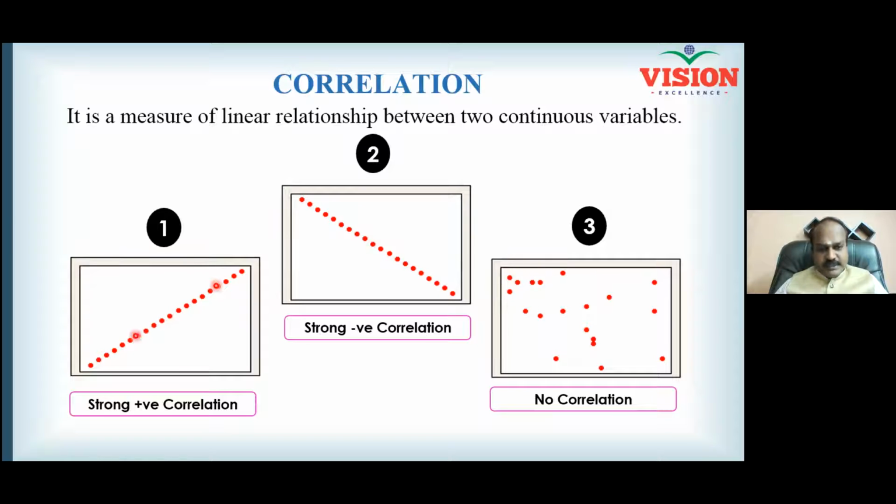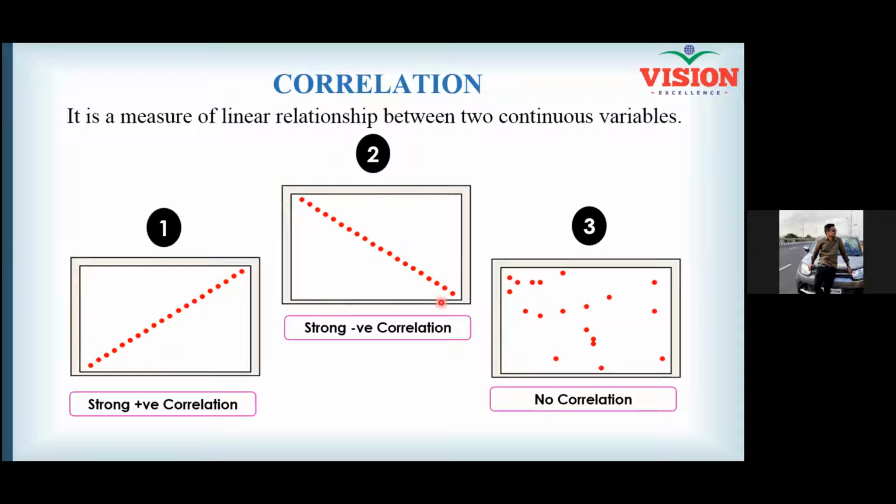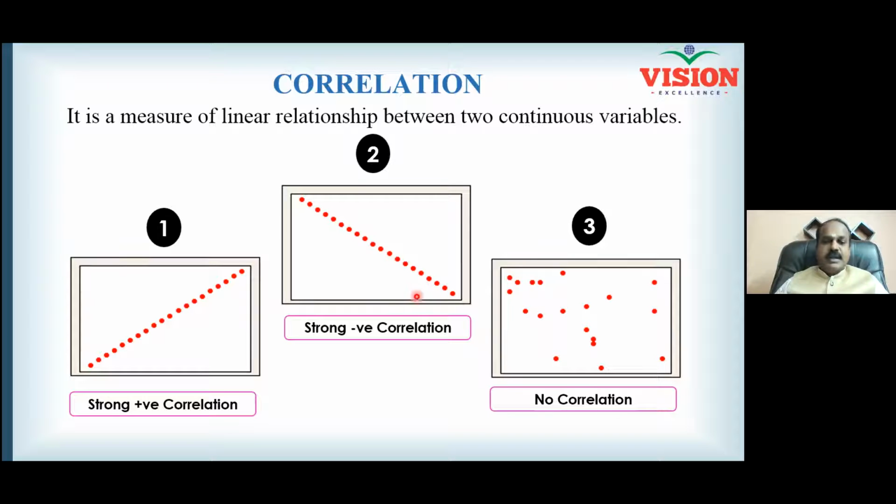And moreover, look at the first diagram. As the X increases, the Y increases upward. Am I right? This is called positive correlation. But on the second diagram, when the X increases, what happens to your Y? Decreases. So this is called a negative correlation. And here the first and second, I call it strong correlation. Why do I use the word strong? The points are falling in a perfect straight line. When the points are falling in a perfect straight line, I will consider the relationship as strong relationship, right?